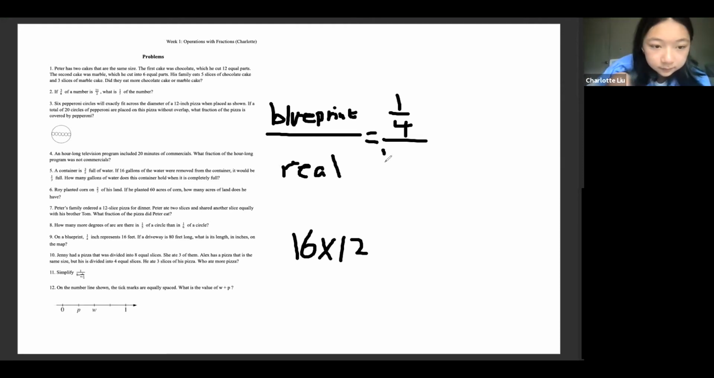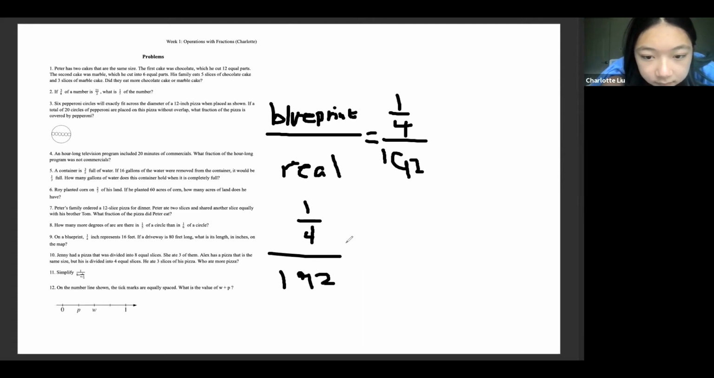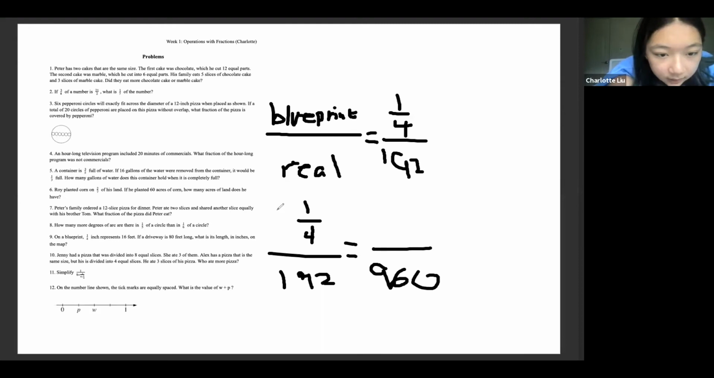So you should get 192 inches. So if the driveway is, so we'll have 1/4 over 192 equals, the real one would be 80 times 12 inches, which would be 960 over x would be the blueprint. So that will be the equation we'll have.